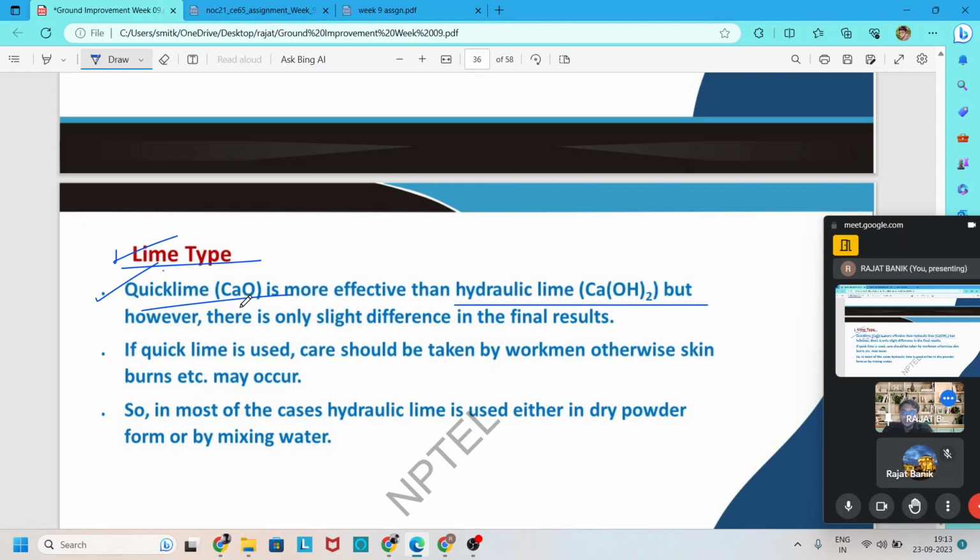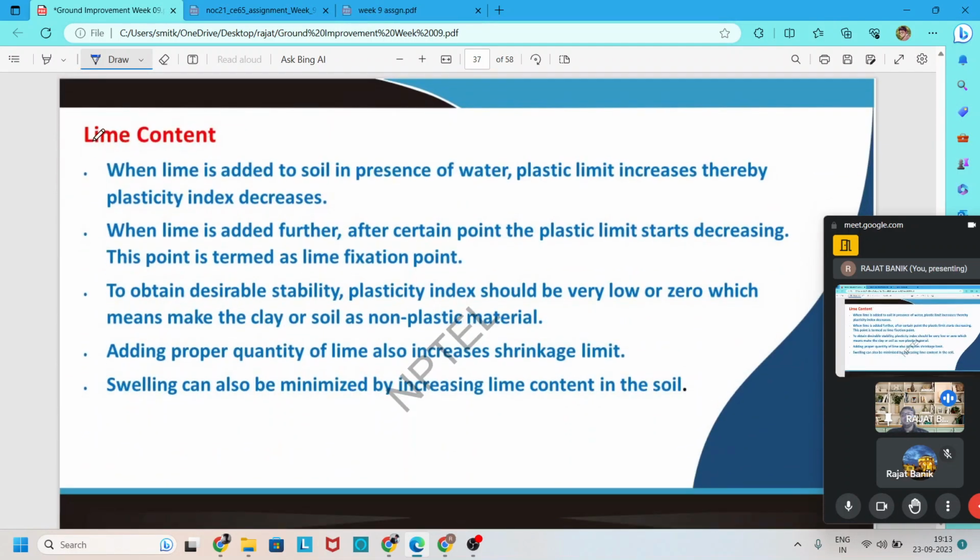So, in most cases, hydraulic lime is used either in dry powder form or with the use of water. Now we discuss the lime content. How much lime content is required during our stabilization.